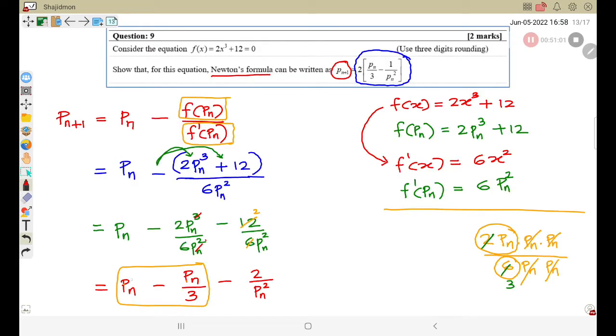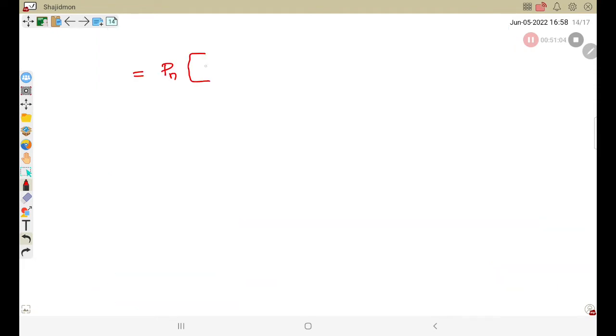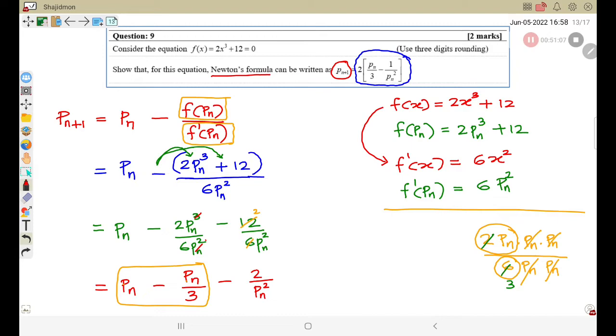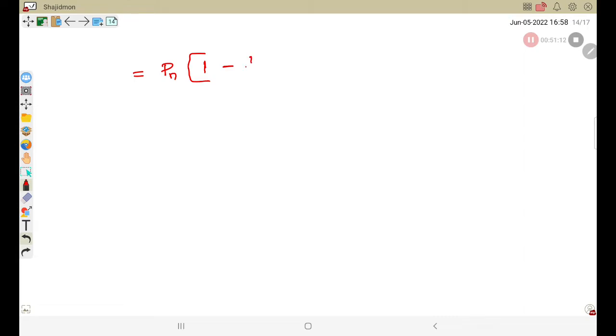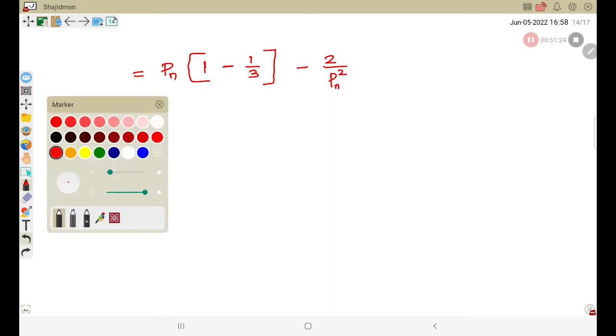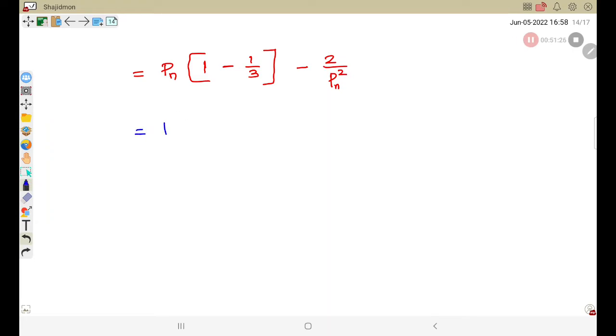If Pn is taken common in the first term, only one remaining, don't forget to write one, minus the second term. What will be the balance? Pn we have taken, so 1 over 3 balance. So 1 over 3. Now the last term is the same: minus 2 over Pn power 2. Correct? Equals Pn multiply 1 minus 1 over 3, you can check by calculator, it is 2 over 3, minus 2 over Pn power 2.